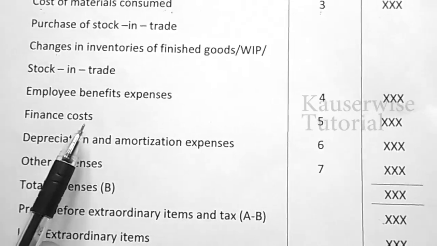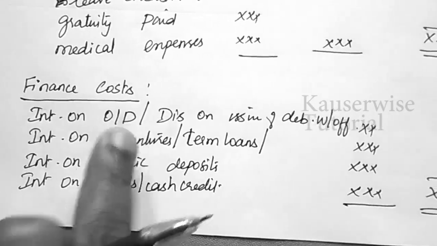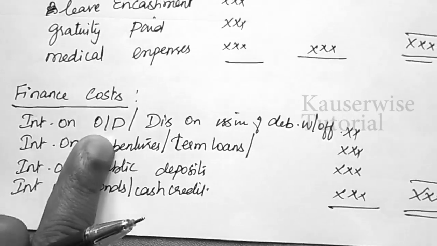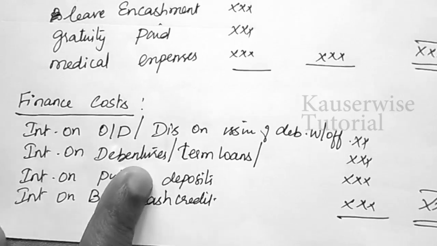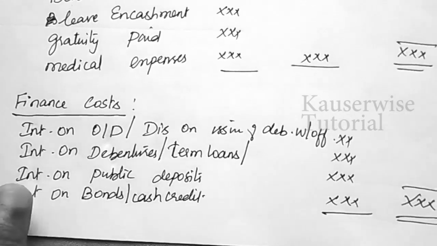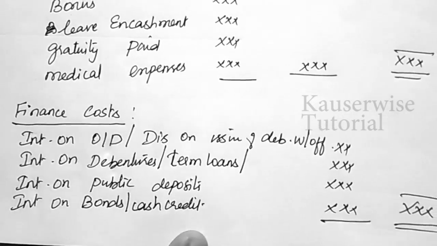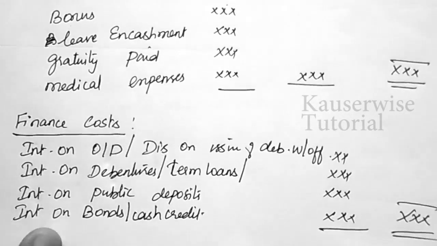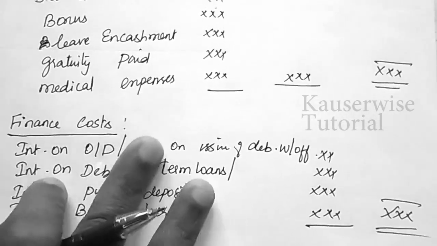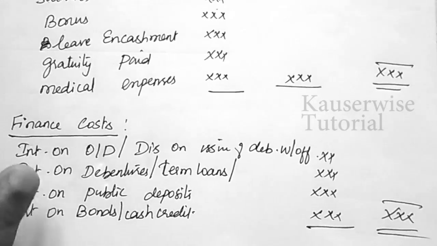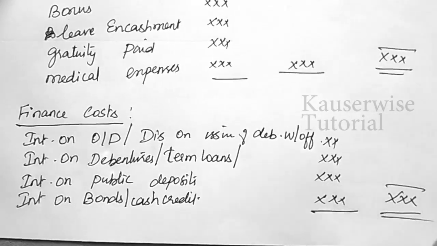See, finance cost means cost incurred by the company on its borrowings comes under this head. That is interest on bank OD, discount on issue of debentures written off, interest on debentures, interest on term loans, interest on public deposit, interest on bonds, and interest on cash credit. So these are all expenses incurred for the company's borrowings. These are the different components which come under finance cost, and this will be recorded in the statement of profit and loss.